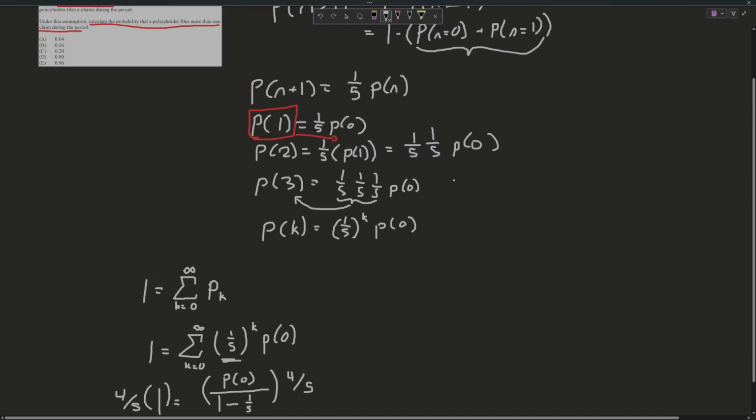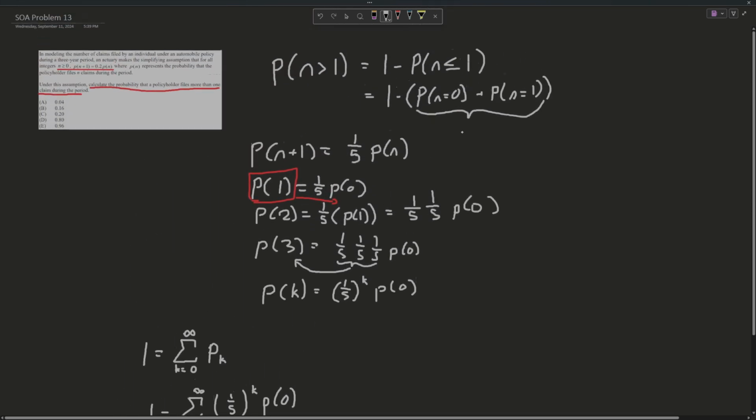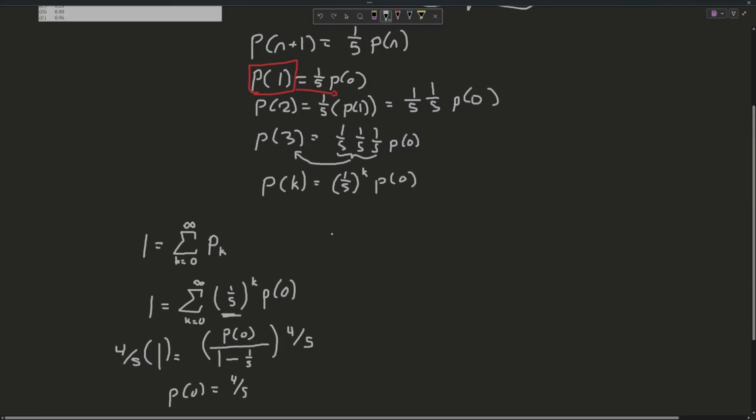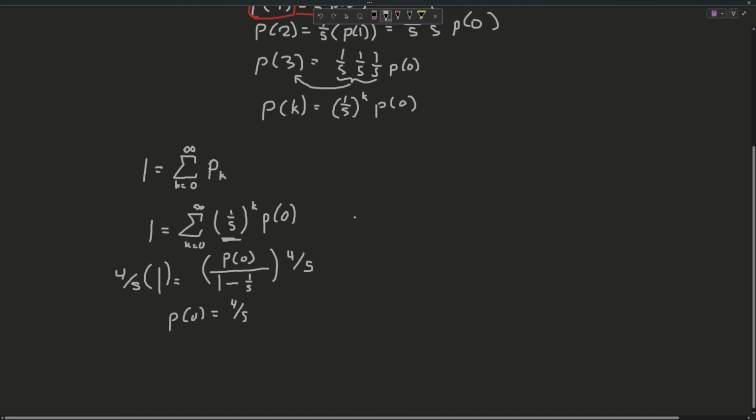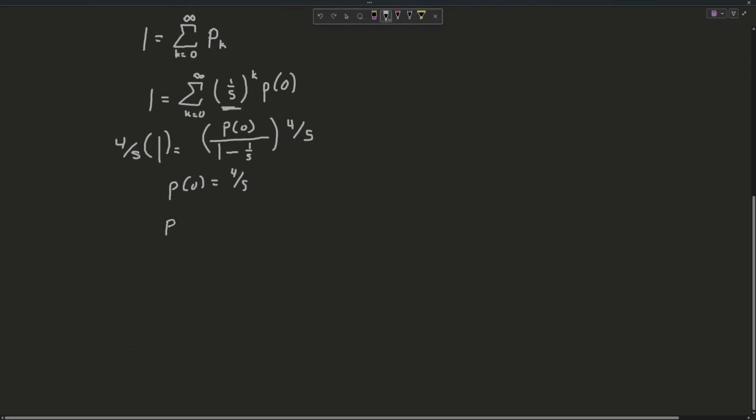So we have our n equals 0. Now it's the easy part. Based on our formula right here, our p of 1 is equal to 1/5 times 4/5, which is equal to 4/25.